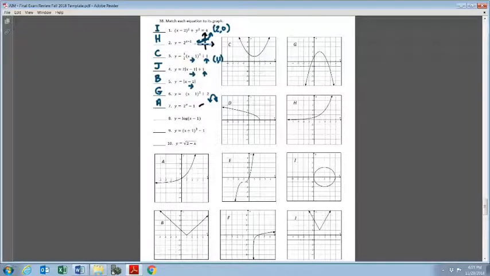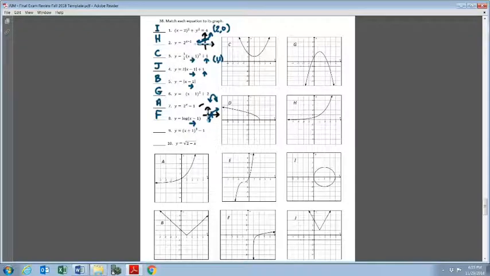Letter B. All right, number 8 is a logarithmic function. We know logarithmic functions with a base greater than 1, in this case the base is 10, would look something like that. It goes through the point 1, 0 and has an asymptote at x equals 0. So we're going to want to move everything right 1, and so that would be letter F.